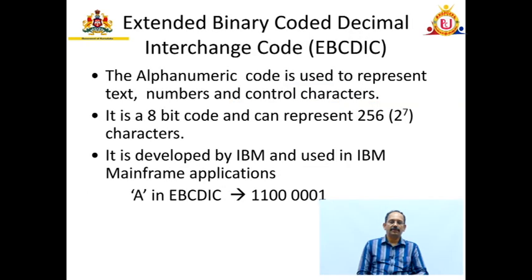The next code, computer code, is EBCDIC. Expansion of EBCDIC is very, very important from the examination point of view because it may come for 1 mark also. If you look at the earlier question papers, there are so many times expansion of EBCDIC is asked. So remember what is BCD, expansion of BCD, what is EBCDIC, expansion of EBCDIC, and what is ASCII, expansion of ASCII.